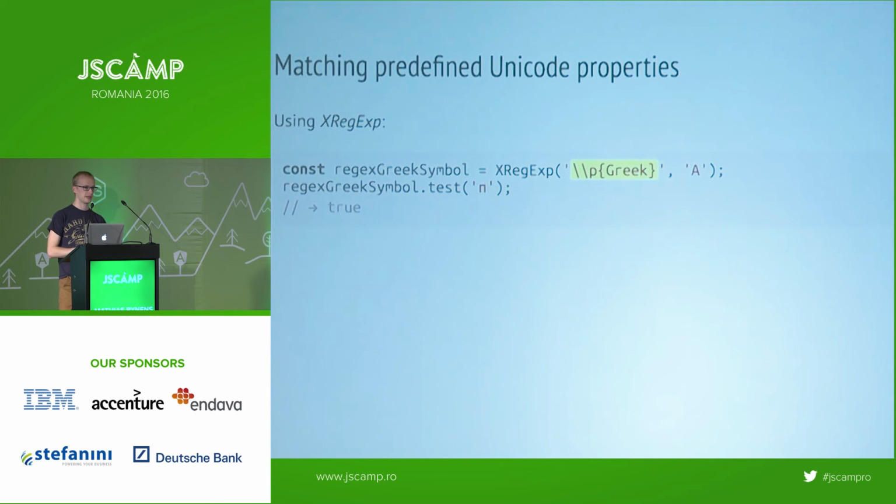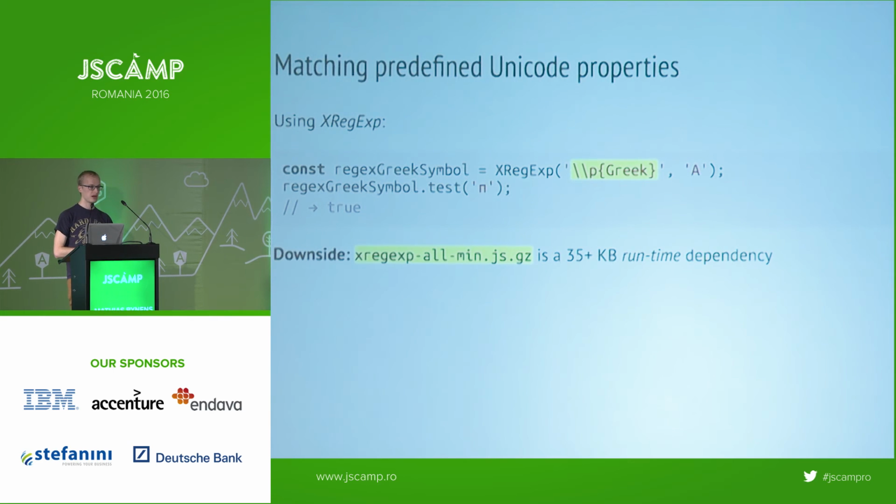In between those braces, you can name a Unicode property or the name of a Unicode category or a script, like in this case, and it will match all the characters within that property according to Unicode. So if you try this regular expression that is compiled dynamically on the symbol pi, for example, it will actually match. So this is very nice, but the only downside is that XRegExp is a 35 kilobyte dependency that you need at runtime, even after minifying and gzipping it. So this might not be an ideal solution for performance-sensitive code.